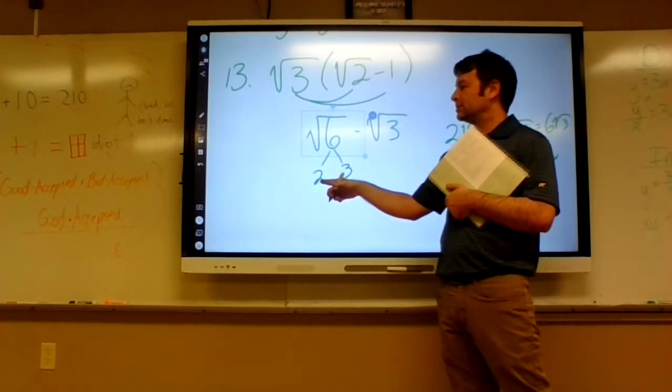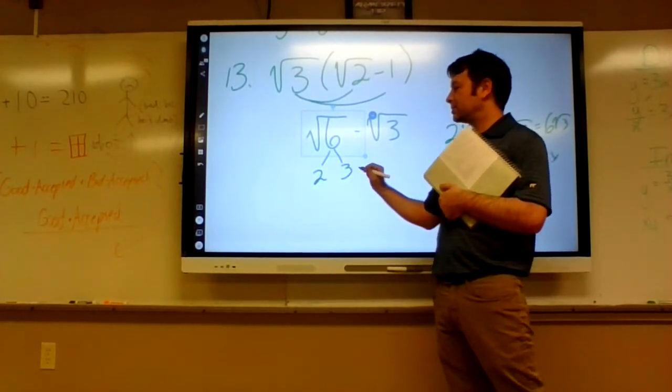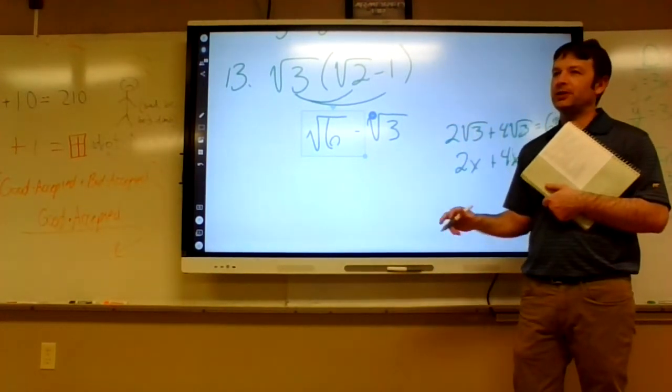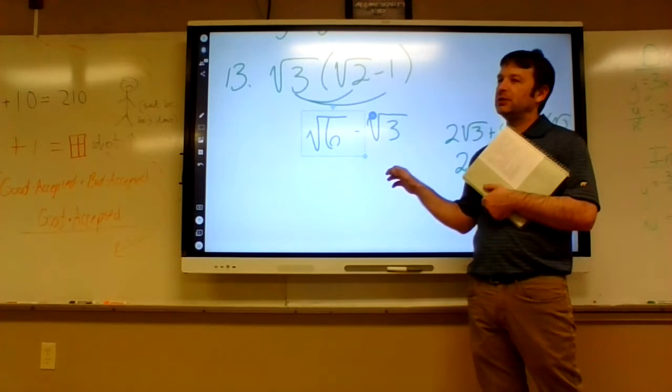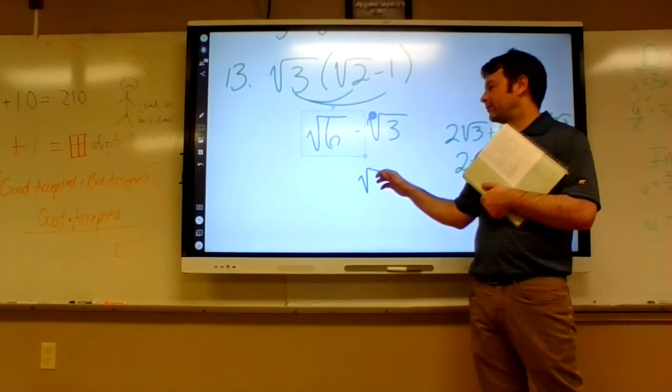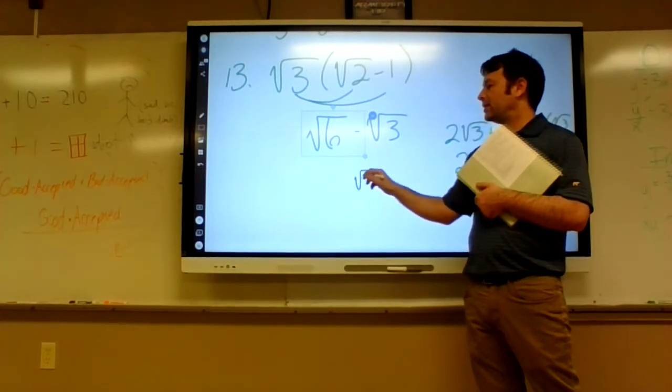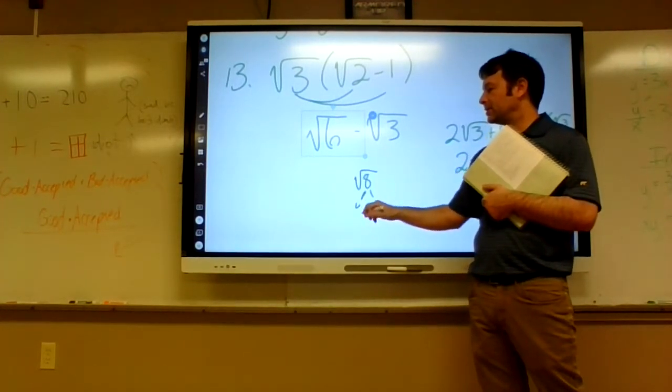No, because there's no doubles in square root of 6. The smallest number, can you guys tell me what's the smallest square root that actually does simplify? 4. Well, 4 technically, but 4 just is normal. Square root of 8, because it has a 4 in it.